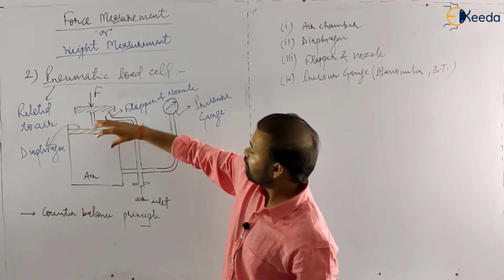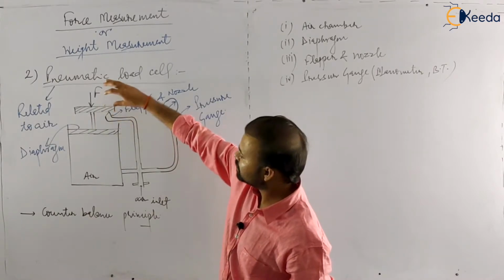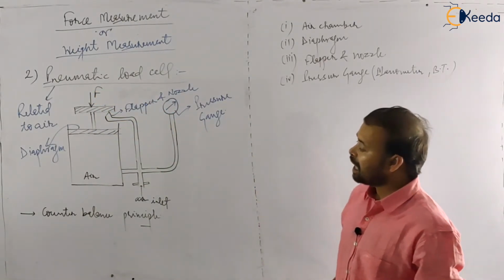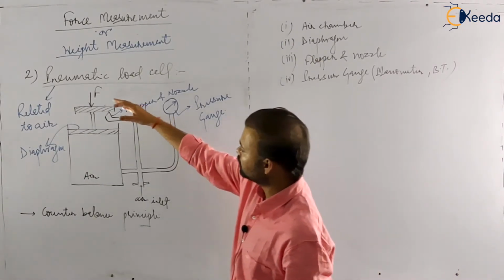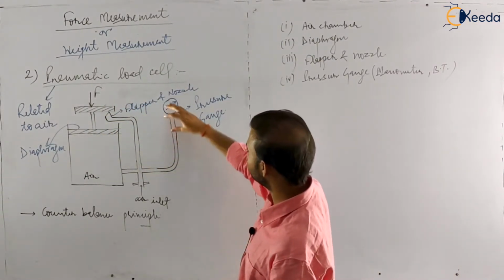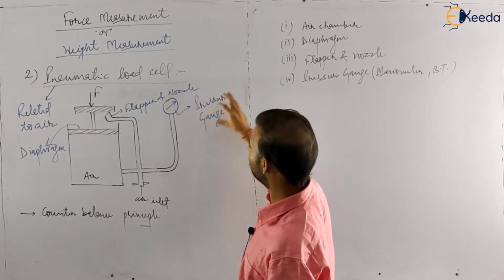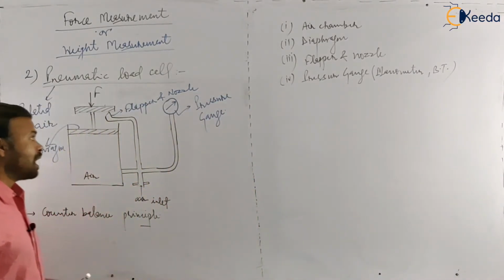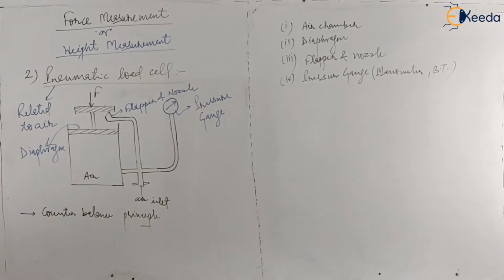force applied, then this flapper gets into the floating position, and that pressure is measured by this pressure gauge. The pressure is calibrated in terms of the force applied here. This is the working principle of the pneumatic load cell.